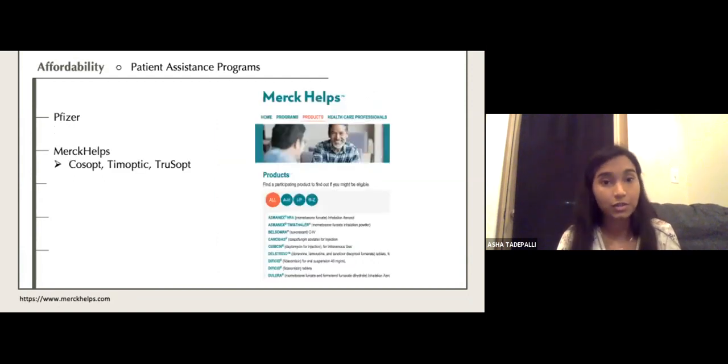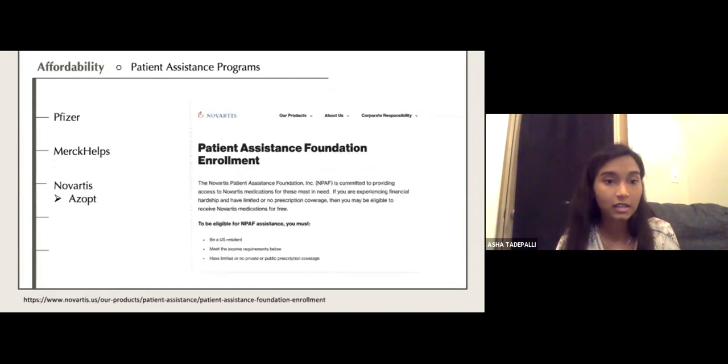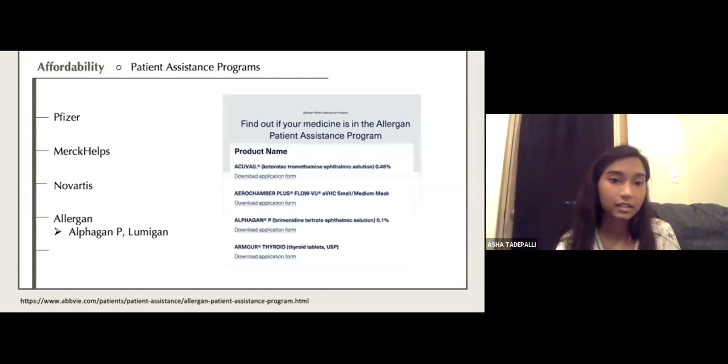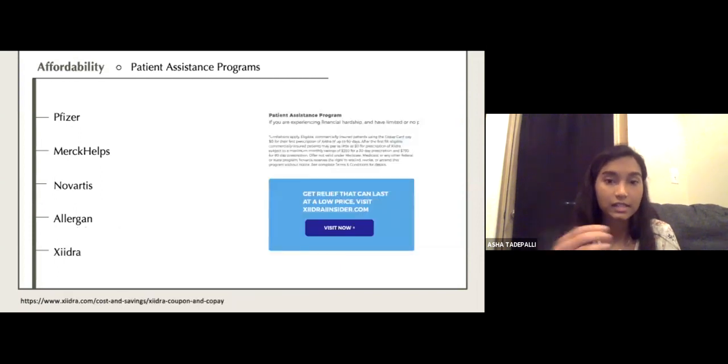Aside from Pfizer, there's also Merck Helps, which produces Cosopt, Timoptic, and Trusopt through their 2 Merck Helps websites. Novartis, responsible for Azopt, Allergan, so Alphagan P, Lumigan are 2 examples, and Tolerac listed there. And then finally, Xiidra. So this also has, I think it's more of a card that's associated with using this for chronic medication that you'll be refilling. All of these, as Dr. Harewood had mentioned, are going to be available on that resource sheet.